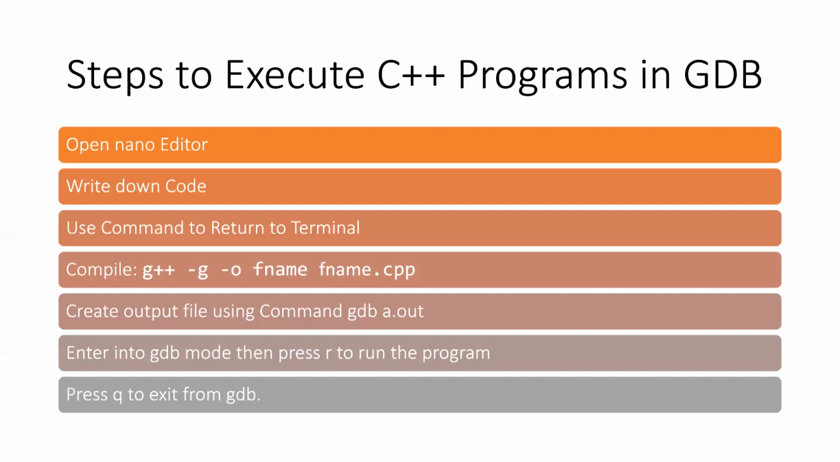Then run the output file using the command gdb space a.out. That will open the output file for executing in the GDB debugger. When you write gdb space a.out, it will take you into GDB mode. Then press R to run the program. When you press R, whatever the task of the program is will get displayed. Then you can press Q to exit from GDB, and it will bring you back to the base terminal.